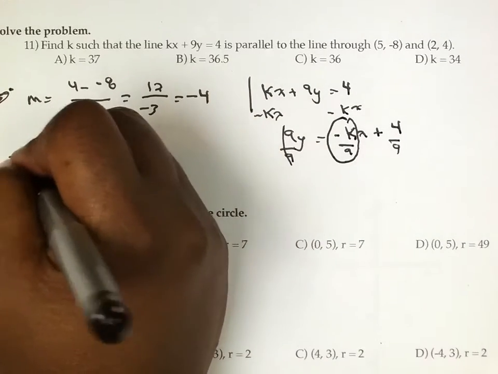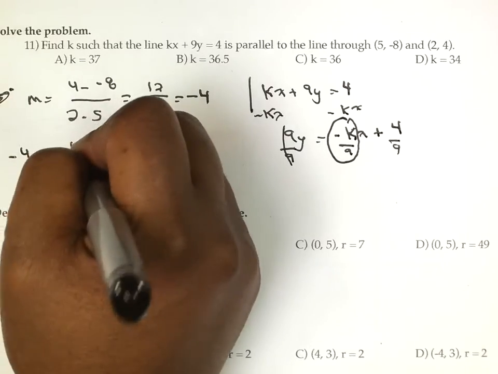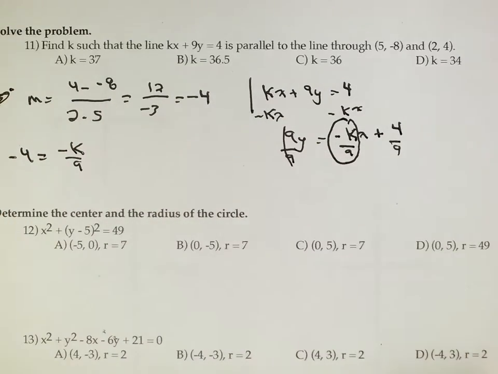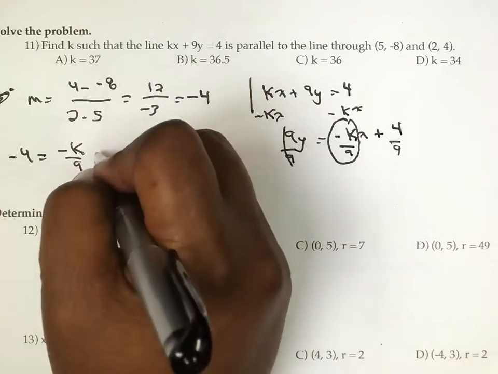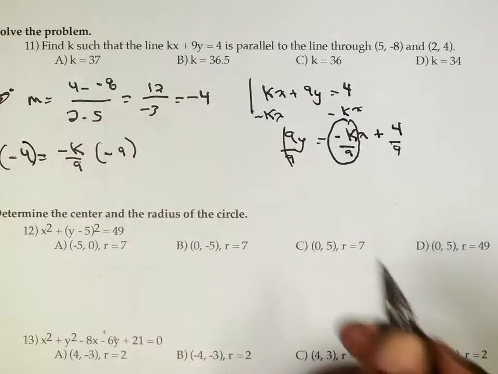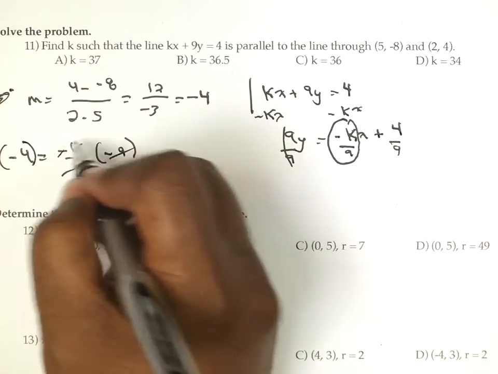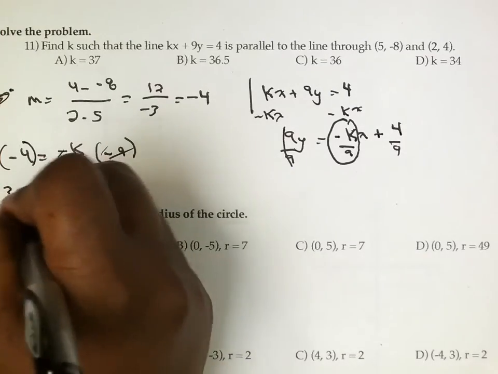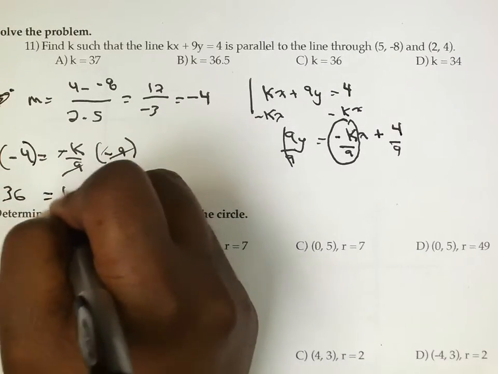So negative 4 has to equal negative k over 9, because if they're parallel, the slopes have to be exactly the same. So what I'm going to do is multiply both sides by negative 9. It gets rid of the 9 and it gets rid of the negative sign, and I get 36 is equal to k.